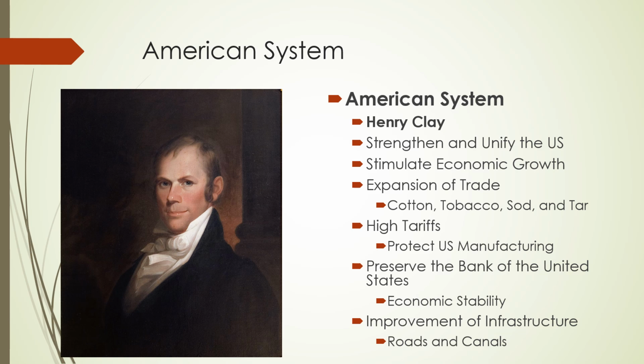It looked to expand trade by exporting things like cotton, tobacco, sod, and tar. Now, these things obviously are agrarian, so this would benefit the southern states, especially the cotton. It also called for high tariffs. A tariff is a tax on an import.